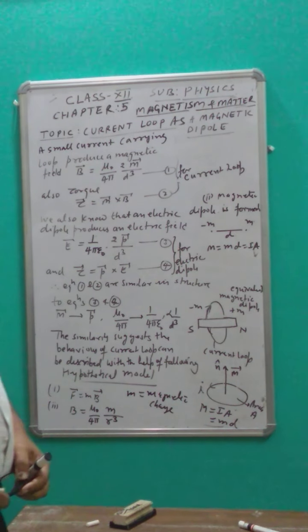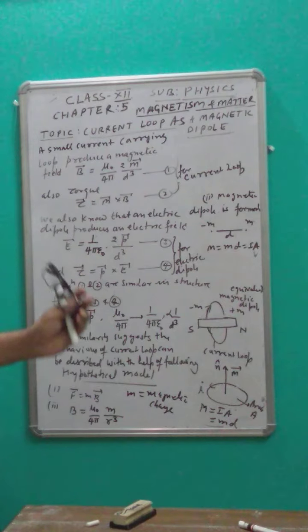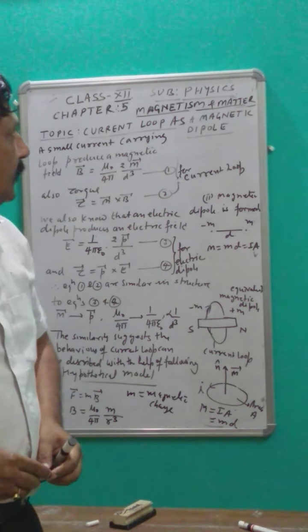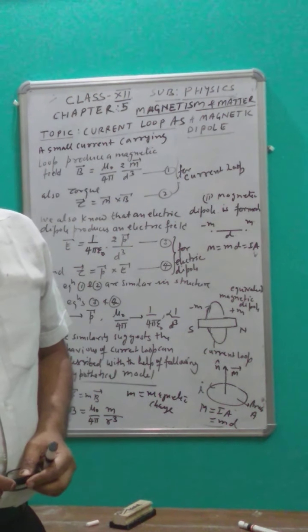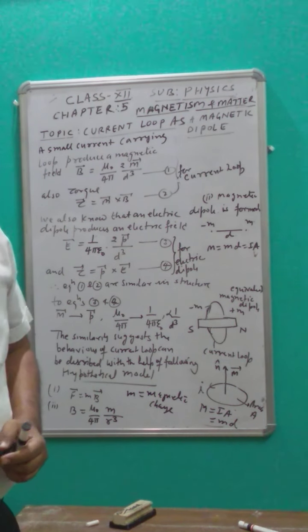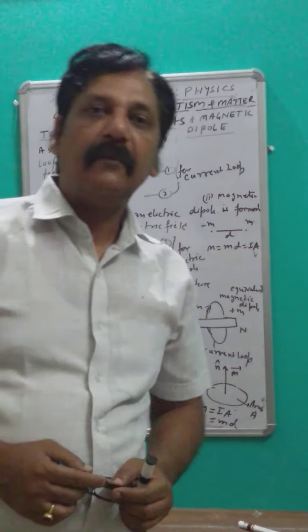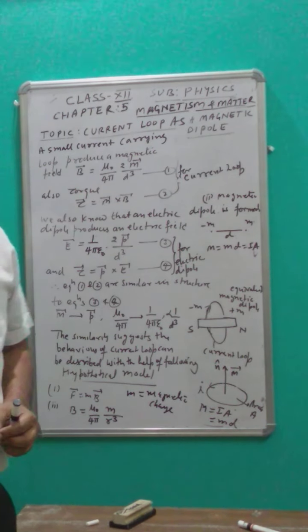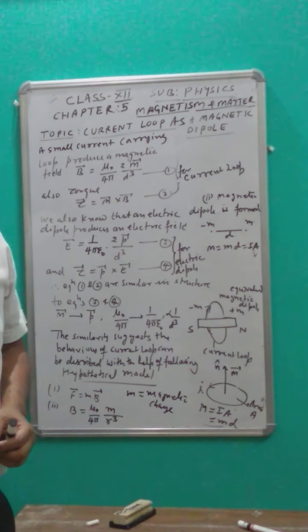In this video, I am taking the topic how a current loop behaves like a magnetic dipole. So, a current loop is equivalent to a magnetic dipole. Why is the current loop equivalent to the magnetic dipole?